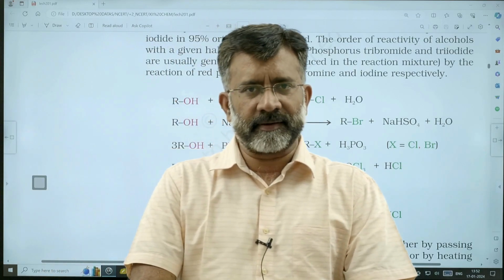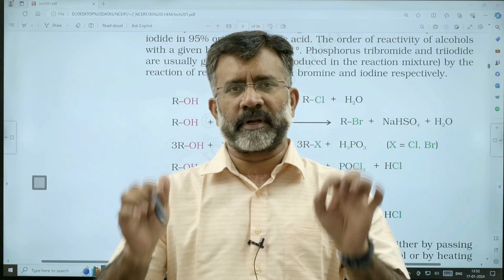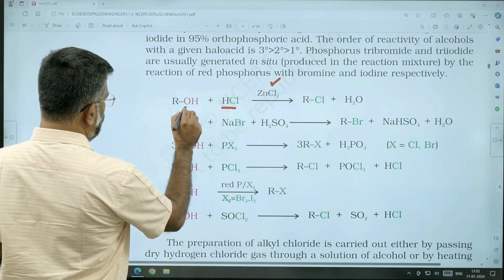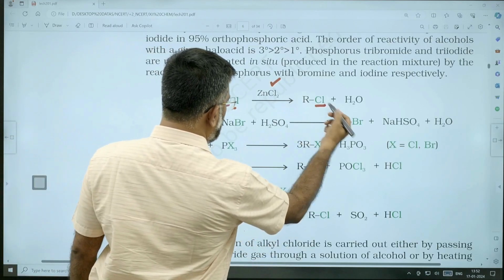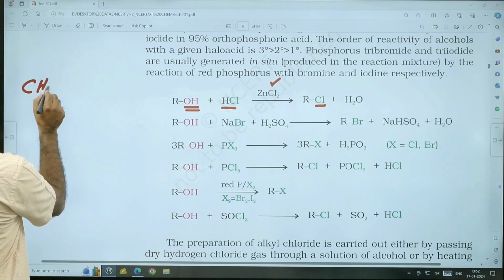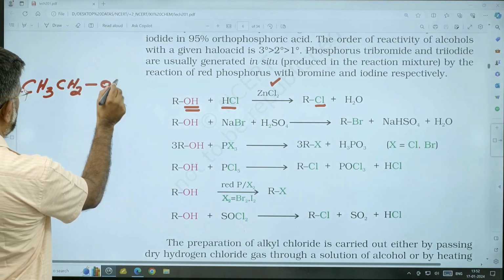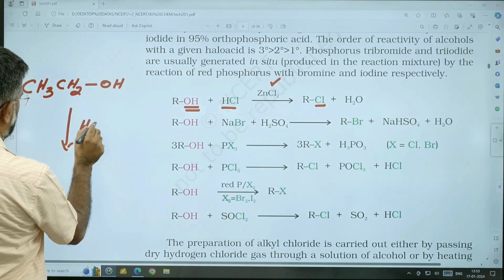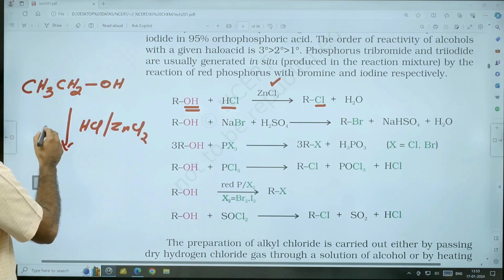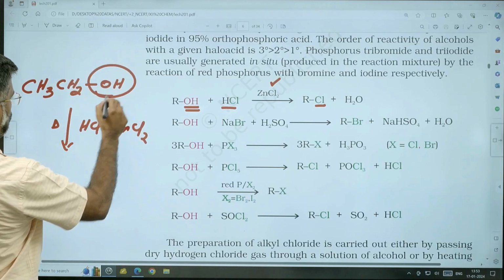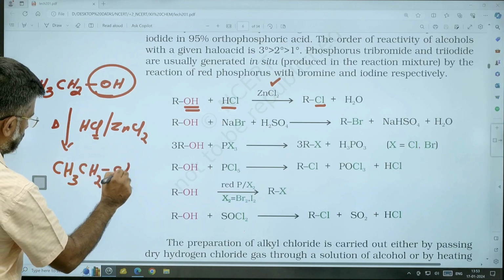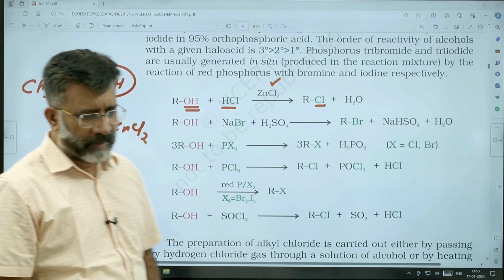In fact, the anhydrous zinc chloride acts as a catalyst which helps to break the carbon oxygen bond, and the reaction is a substitution reaction. The OH group will be replaced by chlorine. For example, CH3CH2OH when treated with HCl and anhydrous zinc chloride, upon heating, the OH group is replaced by chlorine. You get CH3CH2Cl, and you will get a white turbidity.